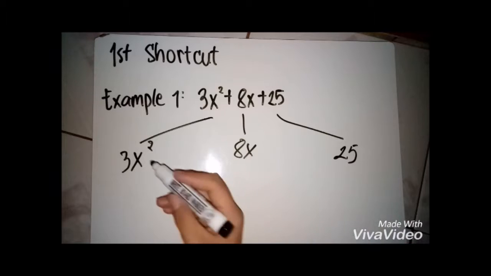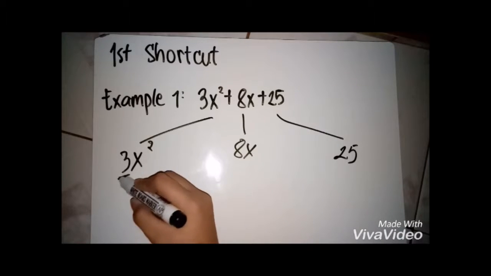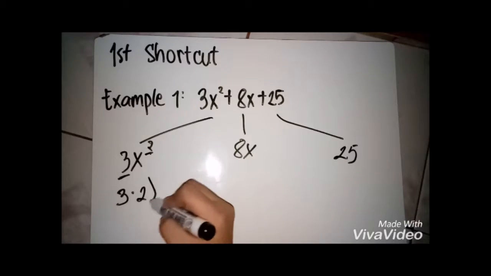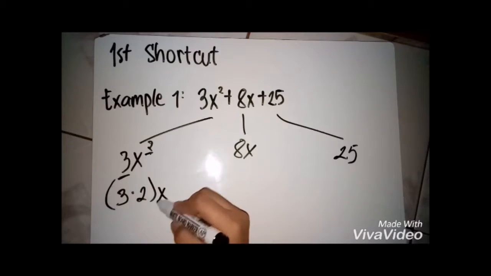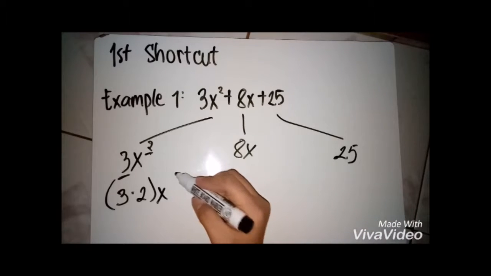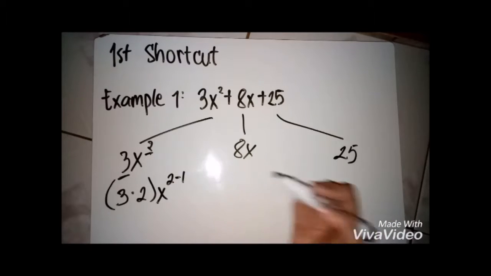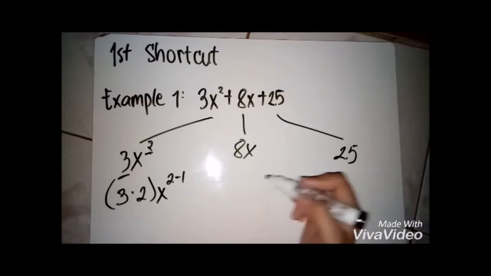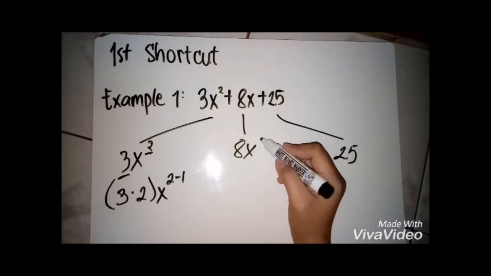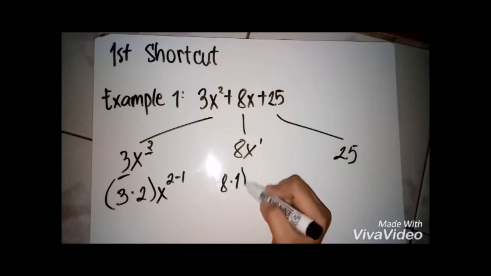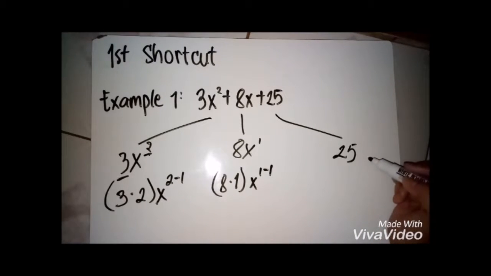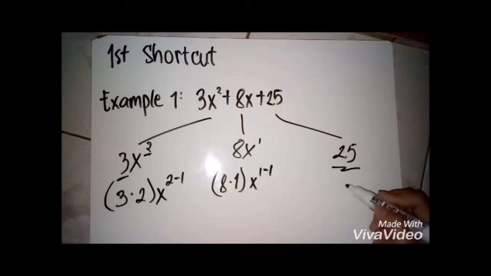So first step, we just multiply the coefficient with the exponent. So 3 multiplied by 2. Then, second step, we subtract 1 from the exponent. So we have 2 minus 1. Then do it with the rest of the monomials. So 8 multiplied by 1, x to the 1 minus 1. If it is a constant number, then the derivative of it is 0.